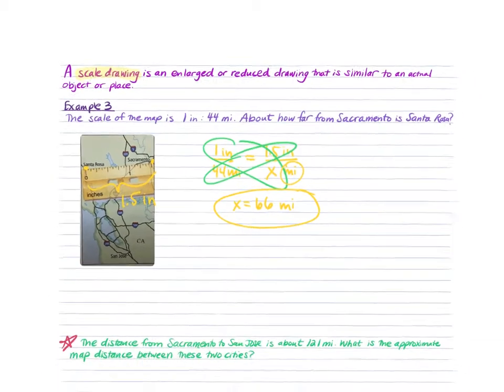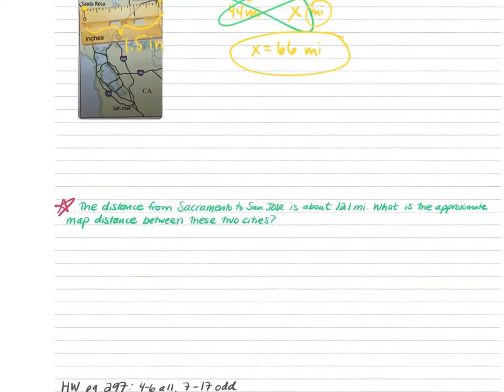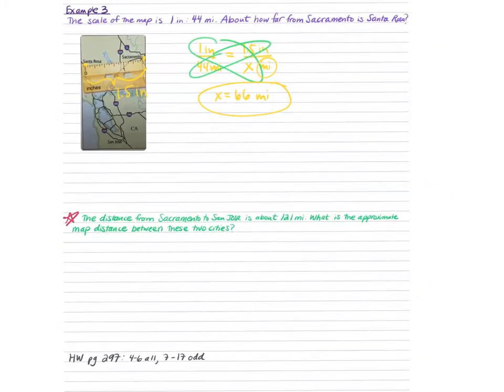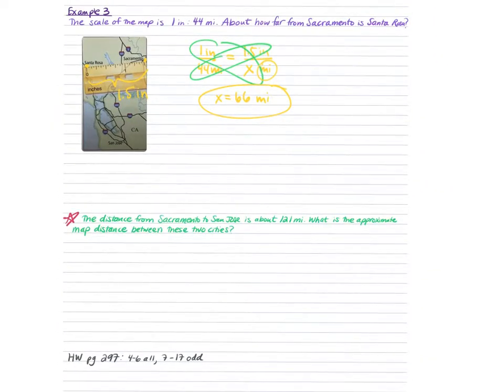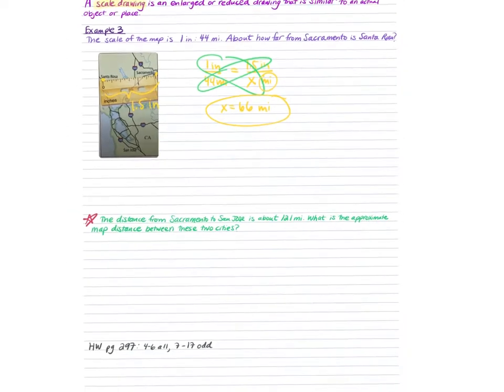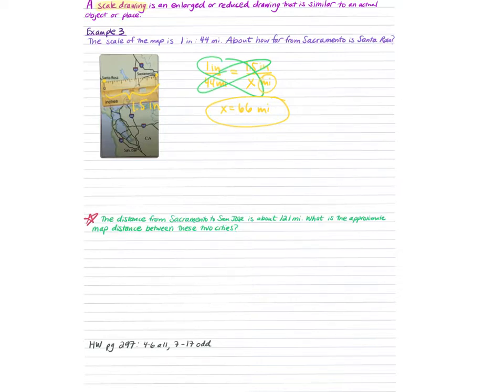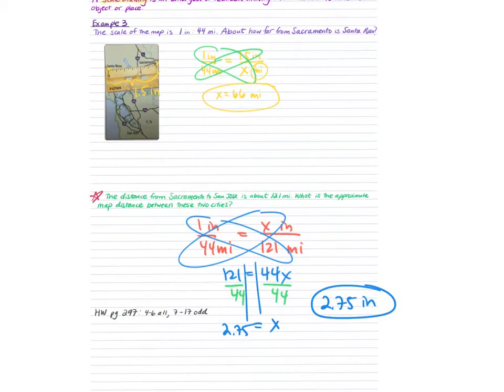Okay, so we have one for you to try on your own. Check back for the answer, and then we'll be done. So the distance between Sacramento and San Jose now is about 121 miles using the same scale as above. What is the approximate map distance between these two cities? So try this on your own and check back for the solution. Okay, so hopefully you got 2.75 inches when you set up your proportions. And that is it.